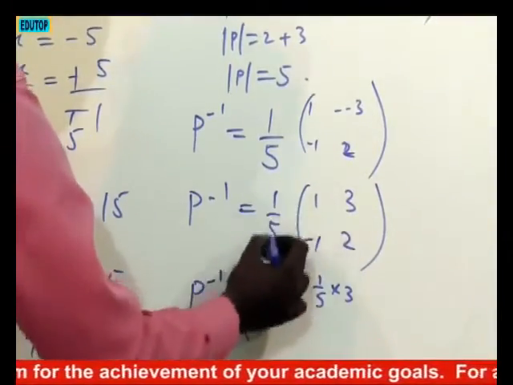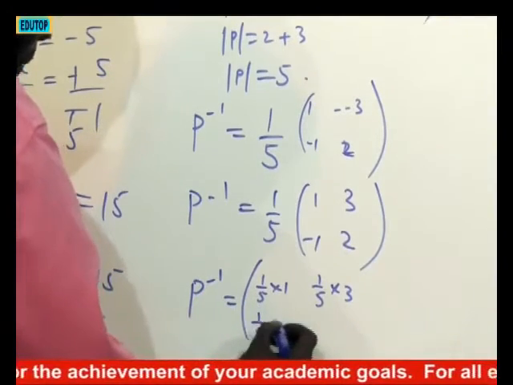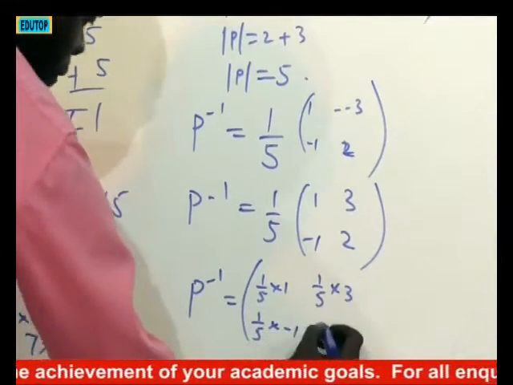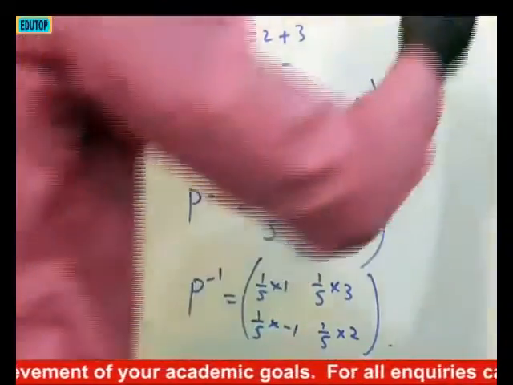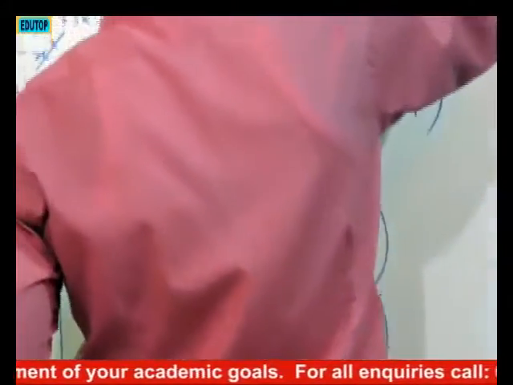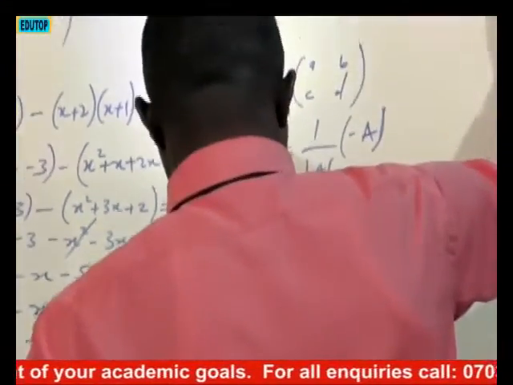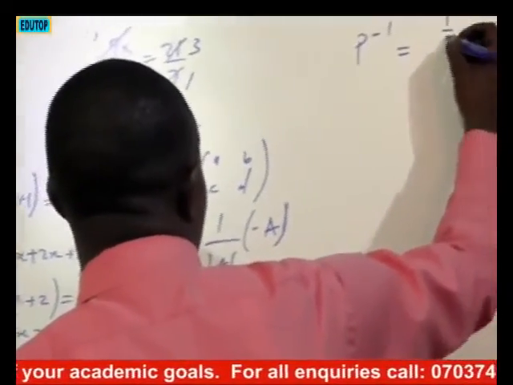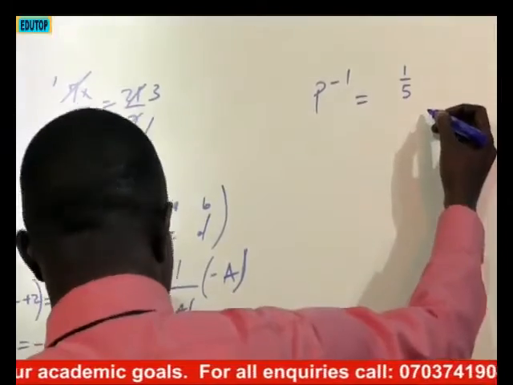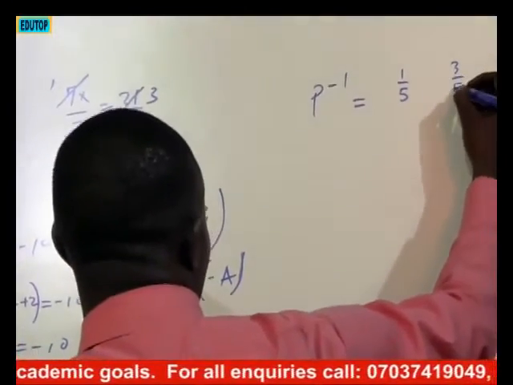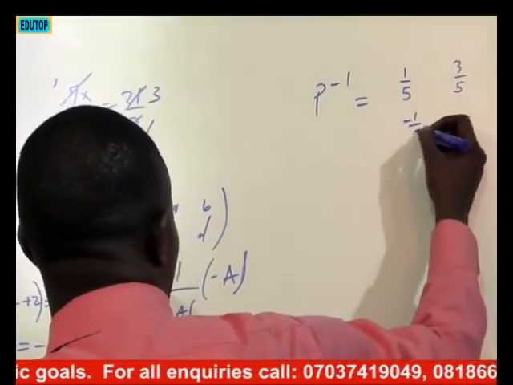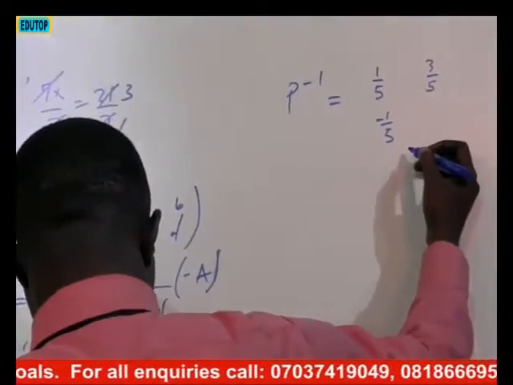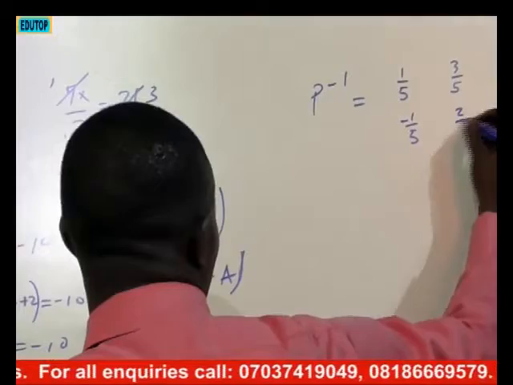We are using 1 over 5 to multiply each term in the bracket. So you have 1 over 5 times minus 1, 1 over 5 times 2. That's what it means. At the end, we are going to have P inverse to be 1 over 5 times 1, that's 1 over 5. 1 over 5 times 3, that's 3 over 5. 1 over 5 times minus 1, minus 1 over 5. Then 1 over 5 times 2, 2 over 5.